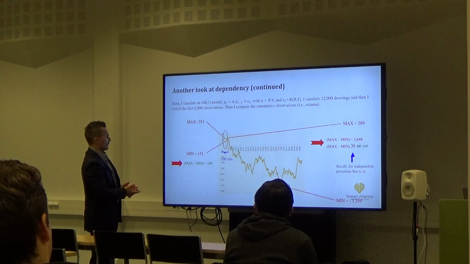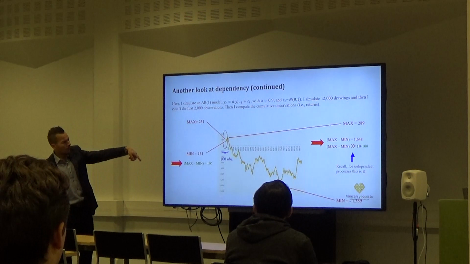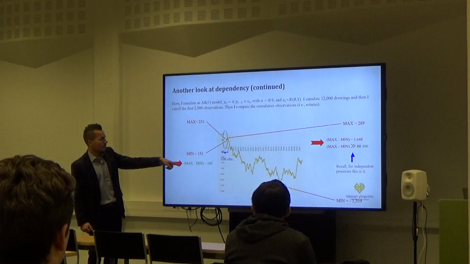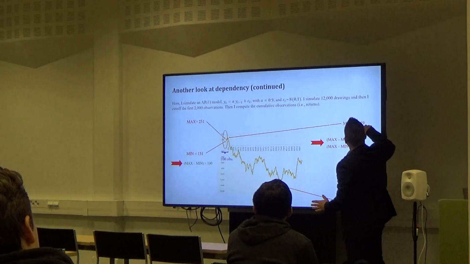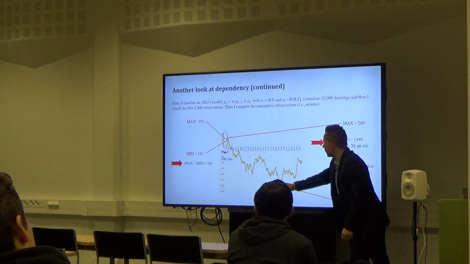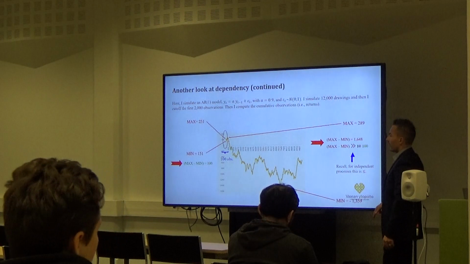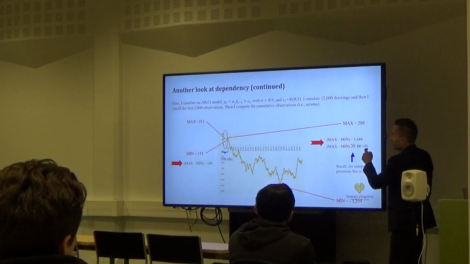So what's going on here? Again, I considered the first 100 observations, and I check what's the maximum and what's the minimum. In the first 100 observations of this process, the maximum is 251 and the minimum is 151, so the difference between maximum and minimum is 100. If I look at the global maximum and minimum, the global maximum is 289, which is here in the beginning. And then, obviously, it goes below the zero line, and here we find the global minimum, which is equal to minus 1,359. So the spread between global maximum and minimum is 1,648, and that is much larger than 10 times the range in the beginning, which is 100. 10 times 100 is 1,000.